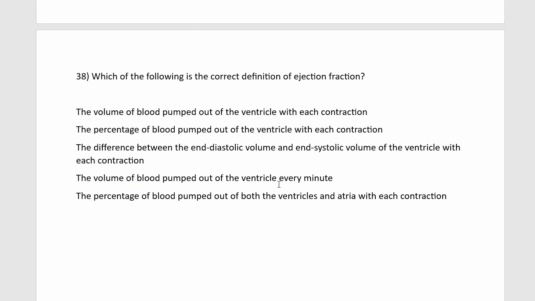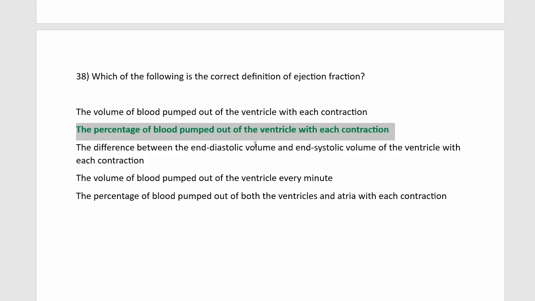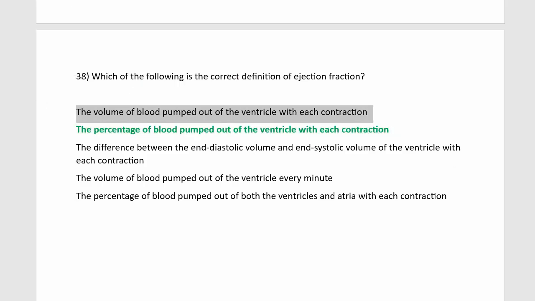So let's just quickly go over the other ones so we can wrap our head around this. So the correct answer to this is number 2, the percentage of blood pumped out of the ventricle with each contraction. So let's just go through what the other ones are and know what they're saying. So the volume of blood pumped out of the ventricles with each contraction. This is the stroke volume, and that's why it's involved in our equation, because it's quite closely linked. So ejection fraction is the percentage of blood that is pumped out of the ventricle, while stroke volume is the volume of blood pumped out. Percentage versus volume.